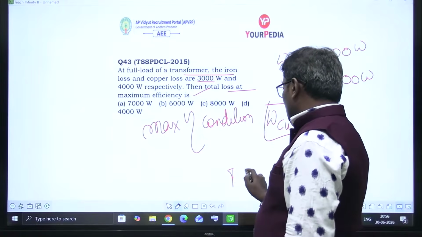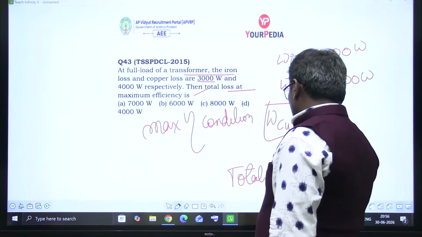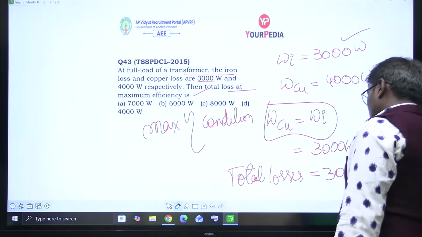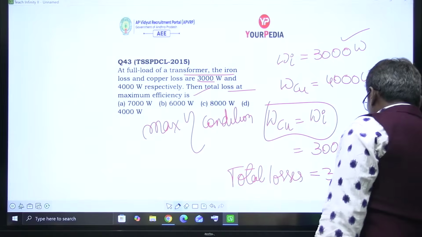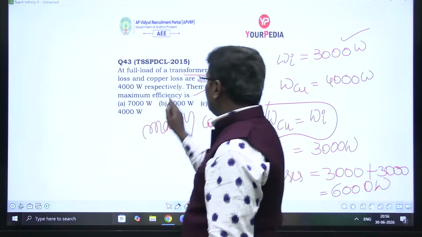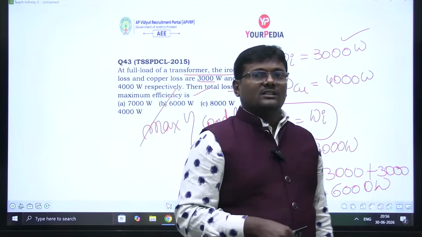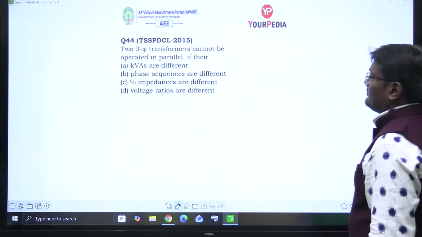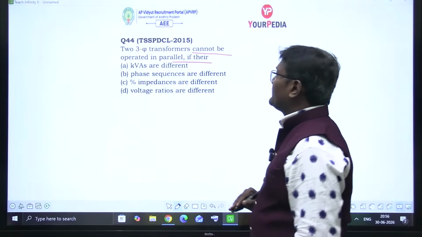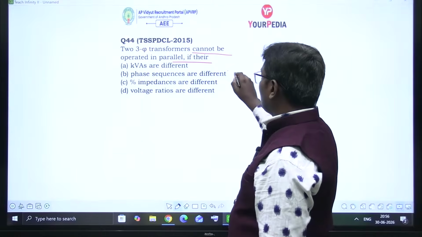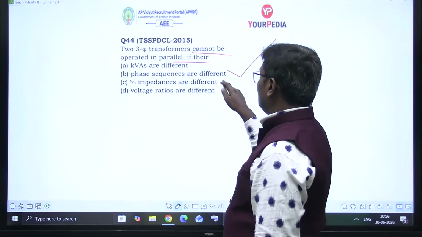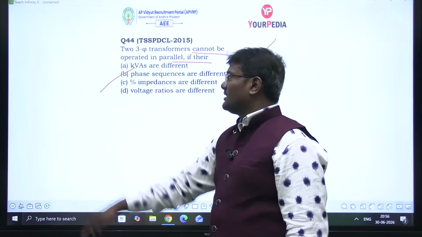Now total loss is equal to, tell me, iron loss is 3000. Yes, copper loss is also 3000. So 6000 watt. The B option is correct. Two three-phase transformers cannot be operated in parallel if their phase sequences are different. We cannot operate. So B option is correct.